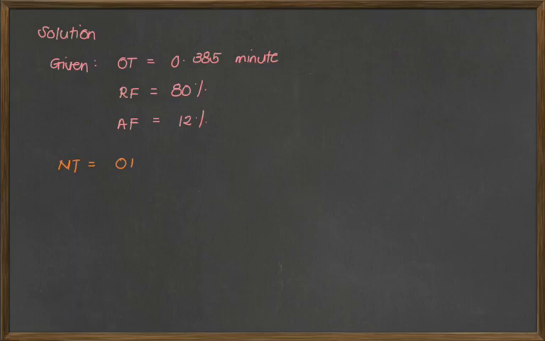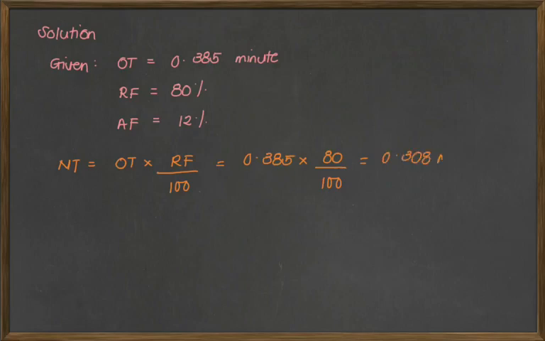Now, for your normal time, again, we will be rewriting the formula where OT is multiplied by your RF divided by 100. So, we always divide the rating factor by 100 if the rating factor is expressed in percent form. So, this is going to be 0.385 multiplied by 80 over 100, and that should give us an answer of 0.308 minutes.